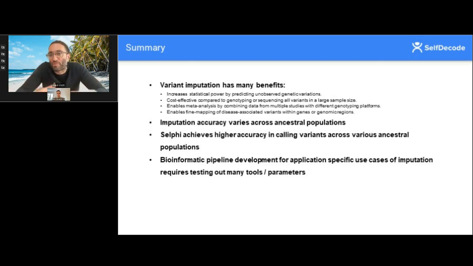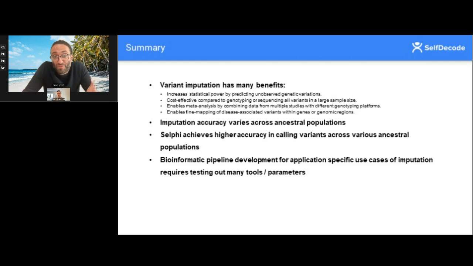It enables fine mapping. Once again, if you have more information on more of these variants, especially the rare variants, which is why we're working on that, you can start fine mapping. It's no longer about associations, it's about causality. Which variant actually causes this disease, right, is causal in this case. Like we said, imputation accuracy varies across ancestral populations. Our own algorithm, Selfie, achieves higher accuracy in variants across various ancestral populations, and also, as importantly, is much better at rare variants. Those are the ones we're the most interested in.